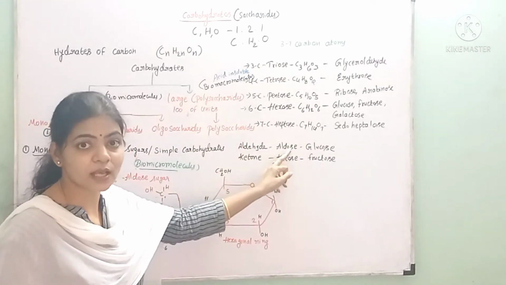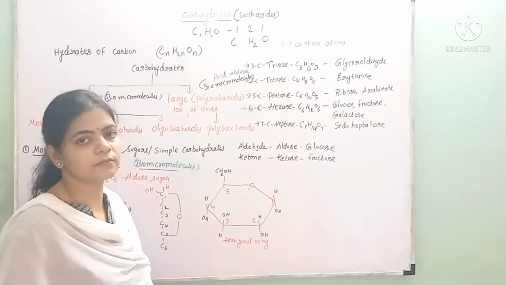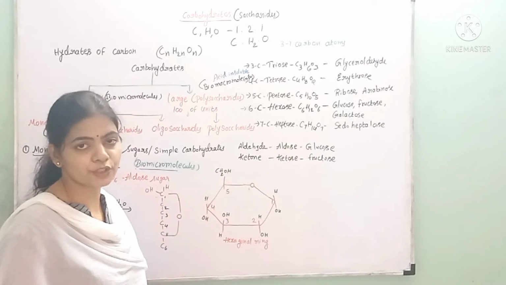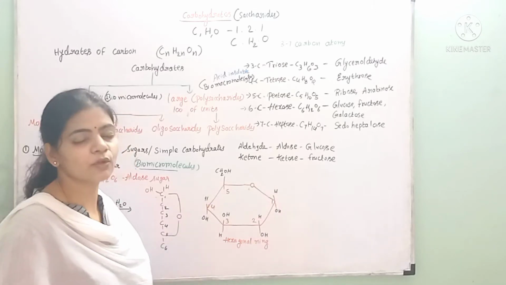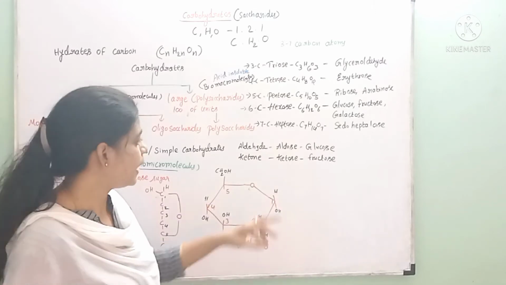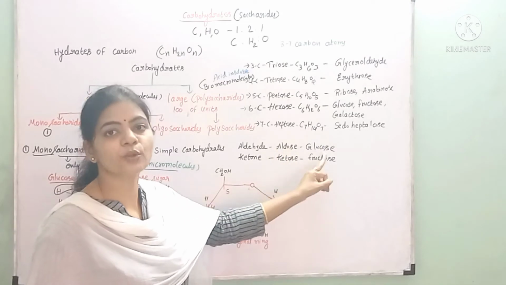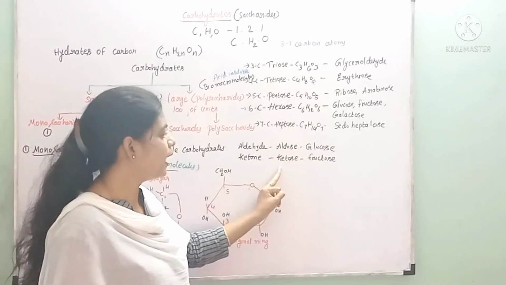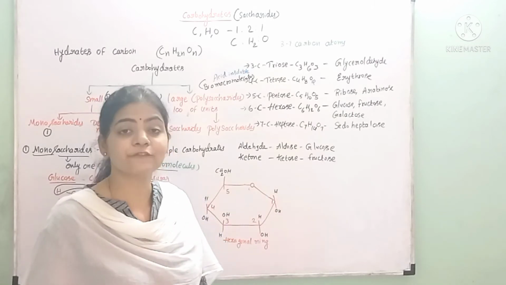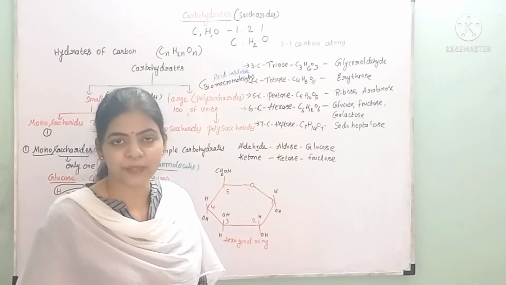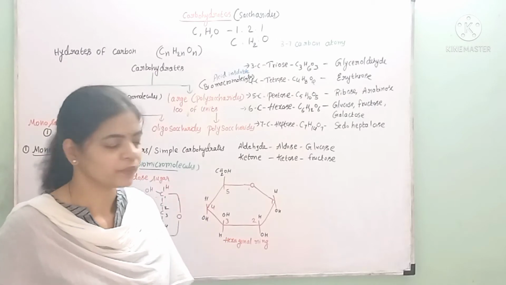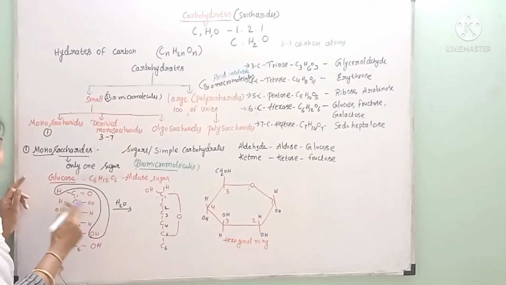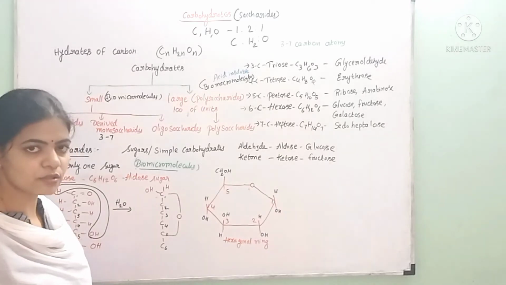Those sugars are called aldose sugars. Some carbohydrates have a ketone group as a functional group, and those sugars are called keto sugars. An example of an aldose sugar is glucose, where the functional group is aldehyde, that is CHO, and an example of a keto sugar is fructose, where the functional group is keto, that is C double bond O. Among these, the one example we'll study is glucose. What is the formula of glucose?